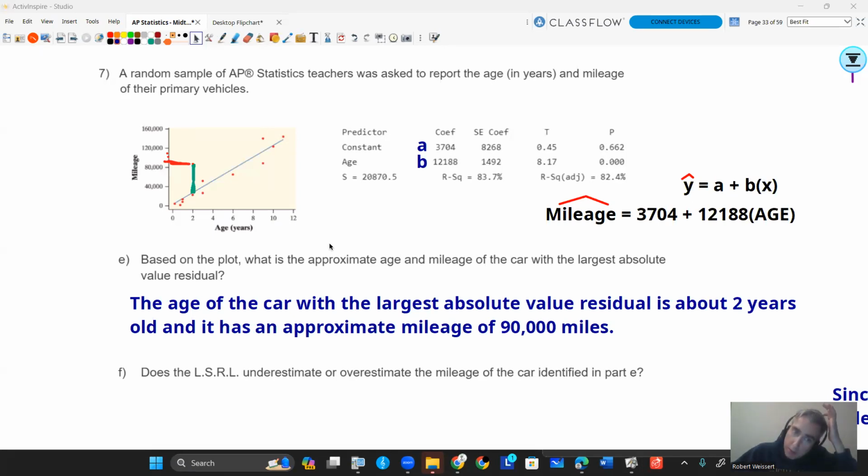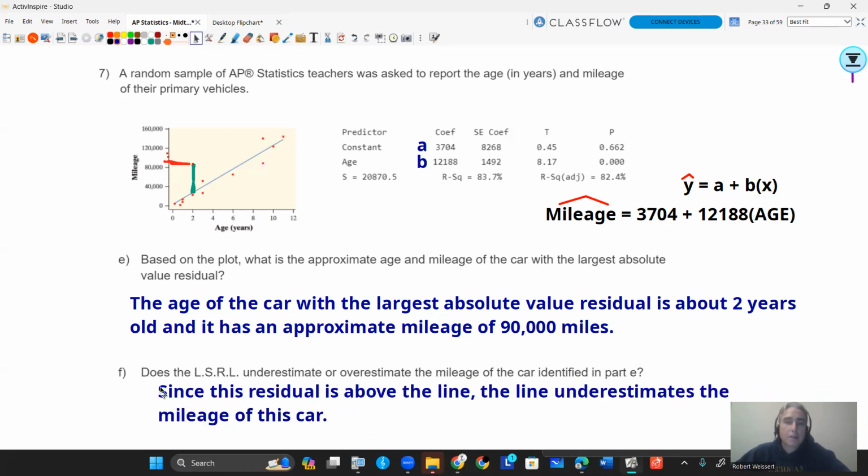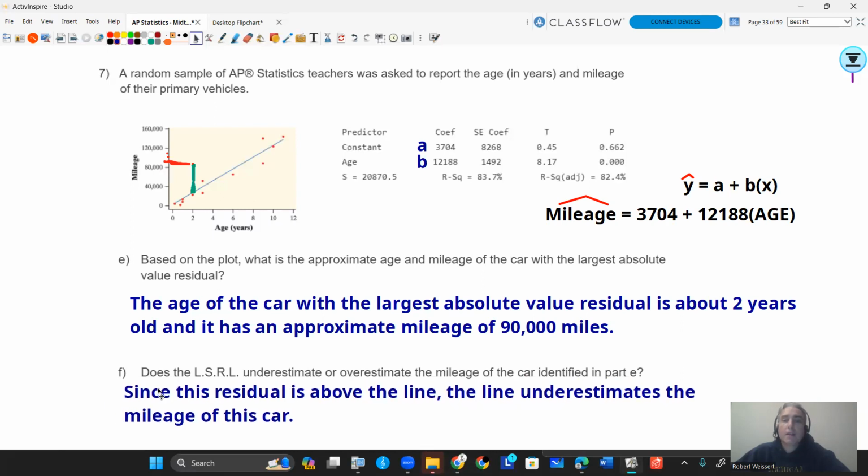All right, the last one. Does the LSRL, least squares regression line, underestimate or overestimate the mileage of the car identified in Part E? Well, if that point is above the line, it's going to underestimate it. If that point is below the line, it will overestimate it. So what do you think? That's right. Since the point is above the line, the line underestimates the mileage of this car.